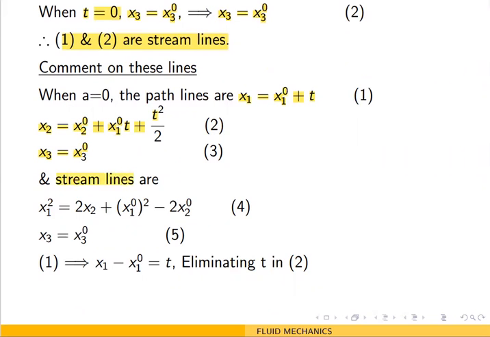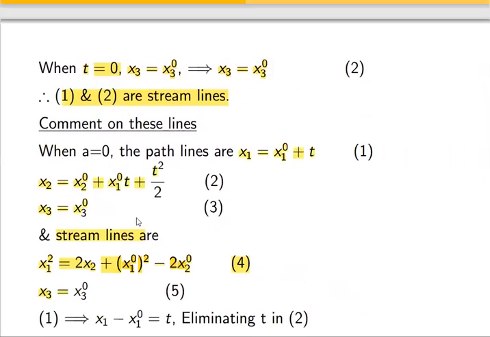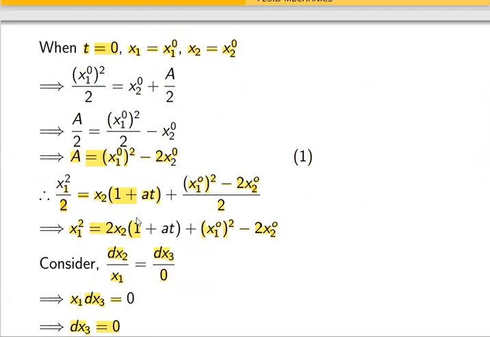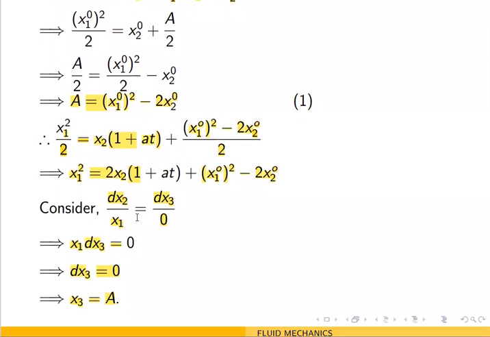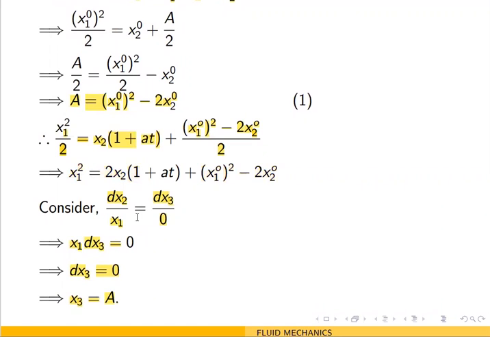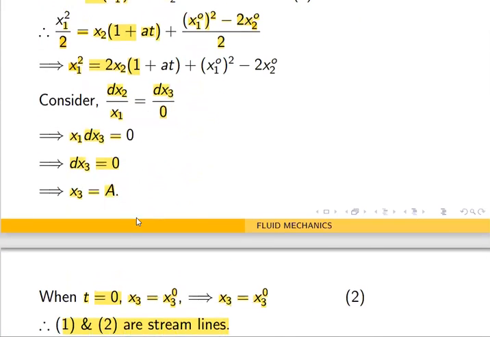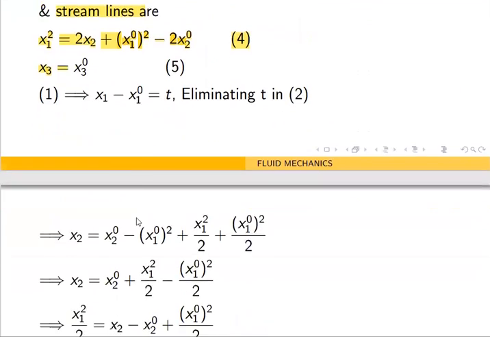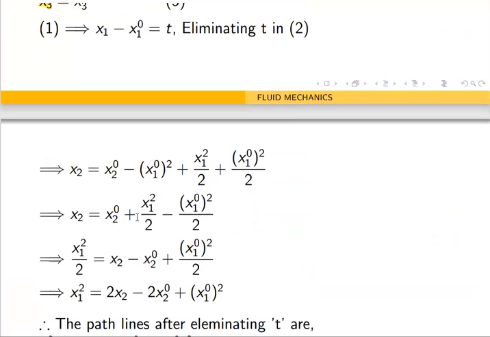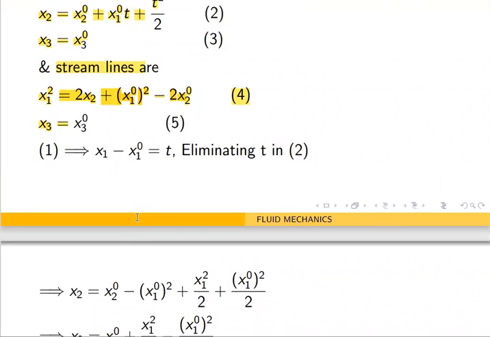And what are the streamlines? Streamlines, we have got this. Our streamlines are these equations, this one square. In these streamlines, again put a equal to 0. That's one of the lines, and you have one more line here. Anyway, there is no a there. So put a equal to 0 in the streamlines also. When you put a equal to 0, in the streamlines we get 4 and 5.